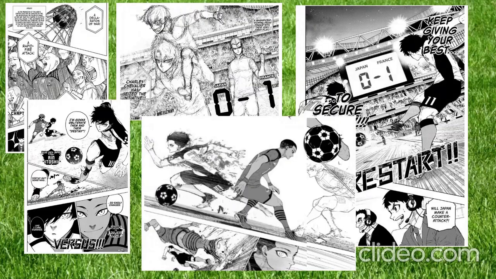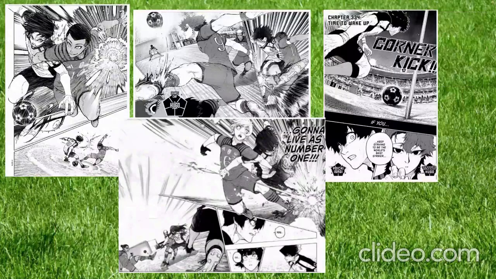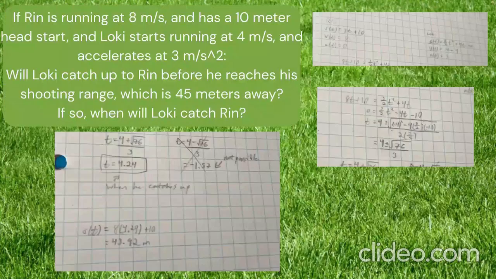As we can see there, look at that. But Loki, the fastest under 20 player in the entire world, isn't letting that slide. Oh, spoilers. Rin gets a head start, but Loki's quick to catch up. If Rin is running at 8 meters per second and has a 10 meter head start, and Loki starts running at 4 meters per second and accelerates at 3 meters per second squared, will Loki catch up to Rin before he reaches his shooting range, which is 45 meters away? If so, where does Loki catch Rin?